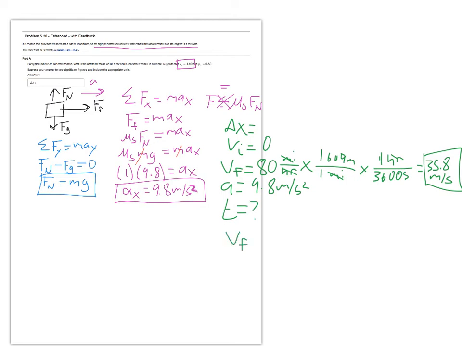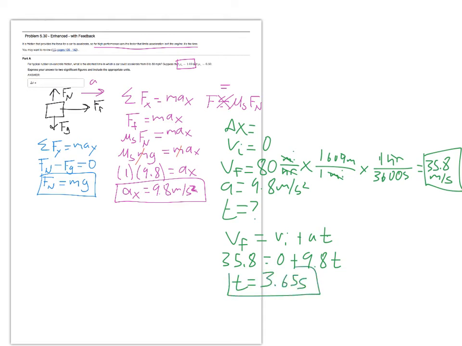Here I'm going to use the vf equals vi plus at equation. So I have 35.8 as my final velocity, equals 0 plus 9.8 times my time. I solve for my time here, and I get a time of 3.65 seconds. Rounded to 2 sig figs, I have 3.7 seconds.